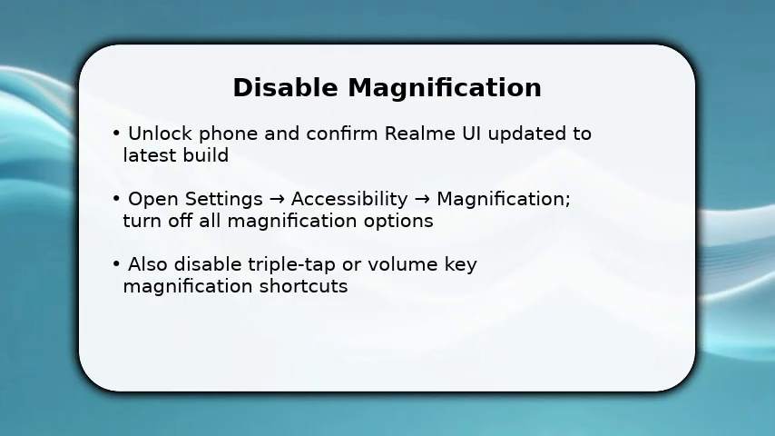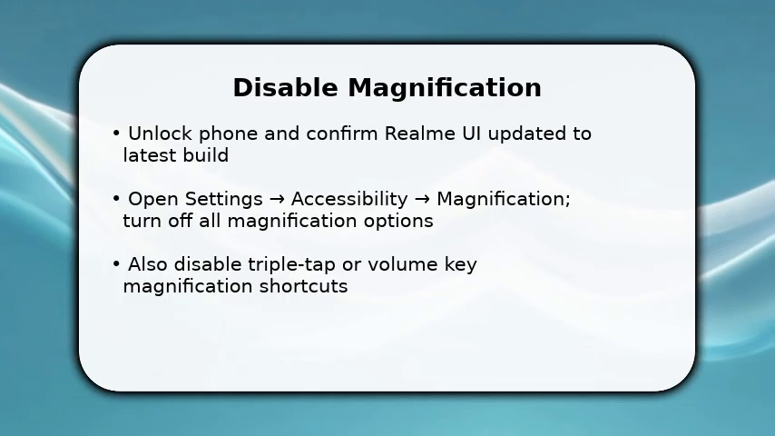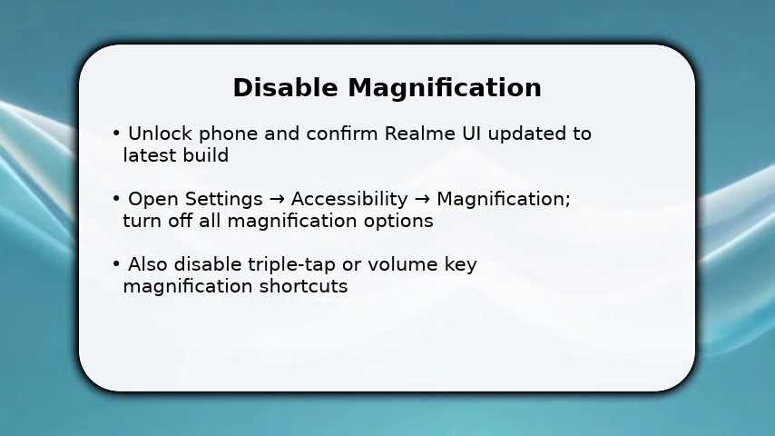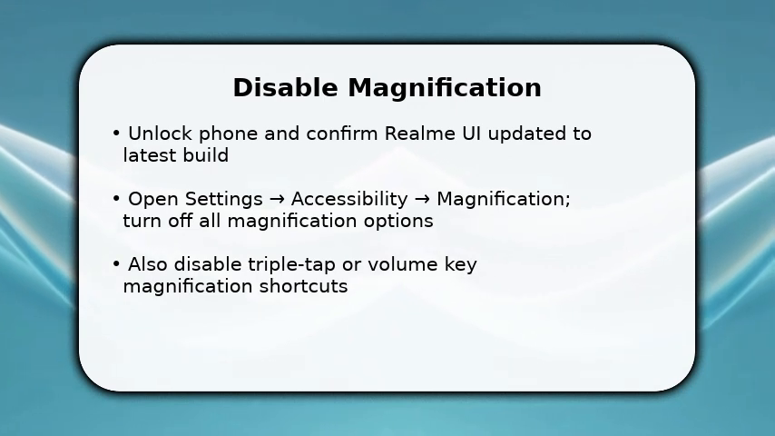Make sure you toggle off every magnification option listed so you don't leave one active. If you relied on an accessibility shortcut, remove it now. Otherwise, it will re-enable when you press the gesture or keys.